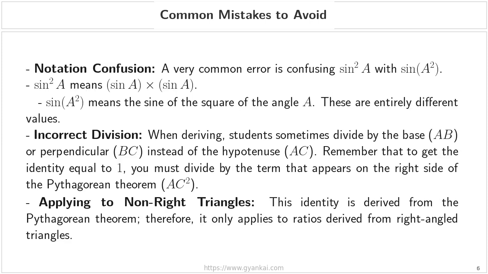Finally, a quick reminder regarding the scope of this identity. Because our entire derivation is built upon the foundation of the Pythagorean theorem, this specific identity is strictly tied to the properties of right-angled triangles. Therefore, you should only apply these specific ratios and this identity when working within the context of right-angled triangles. Keep these points in mind as you practice, and you will avoid the most common errors.